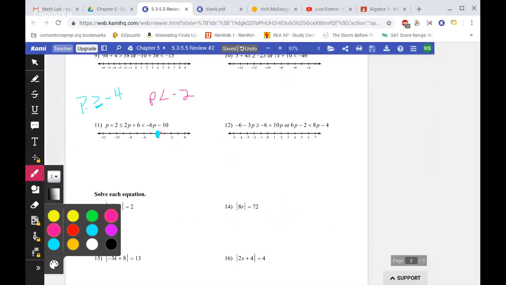Okay, so it would go this way, right? To be greater than would be going this way. But it's less than 2. So it's only that part. Because it's and, it has to be true for both. So it's there in the middle.